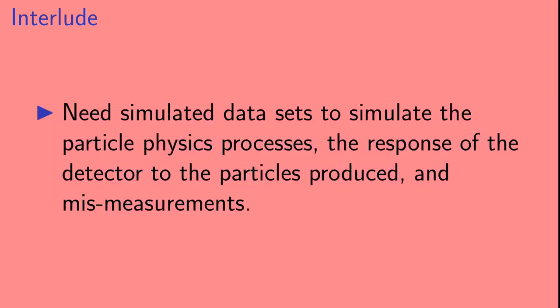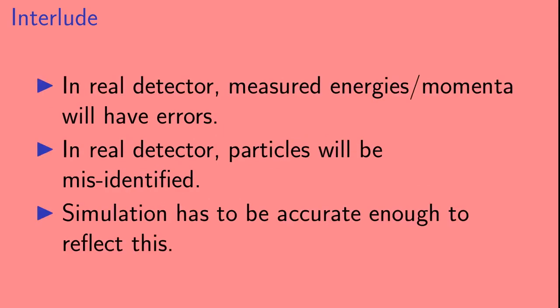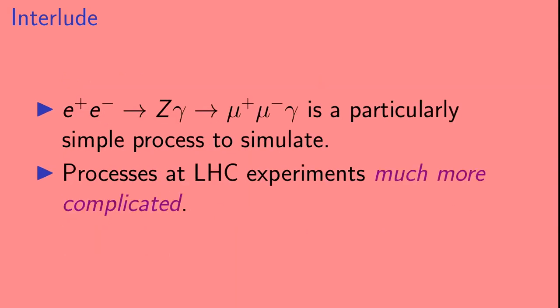We need the simulated data sets to simulate the particle physics processes, the response of the detector to the particles produced, and mismeasurements. In the real detector, the measured energies and momenta will have errors. And in the real detector, particles will be misidentified. The simulation has to be accurate enough to reflect this. In other words, the Monte Carlo even needs to get things wrong in the same way the detector does. Lastly, I should note that the process we looked at here is one that is particularly easy to simulate. Processes at the LHC experiments are much more complicated.